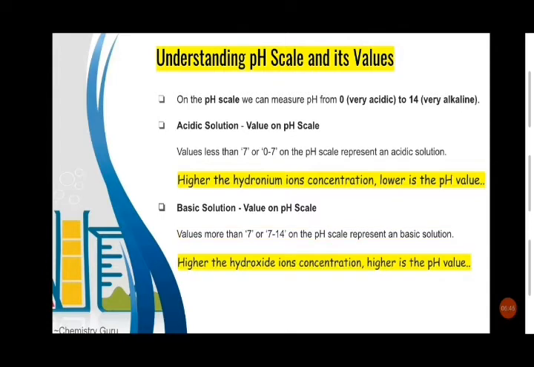And if we discuss basic solutions, the value on the pH scale is more than 7 and it varies from 7 to 14. Higher the hydroxide ion concentration, higher is the pH value. That means the overall solution is basic in nature. Whereas we have discussed that higher the hydronium ion concentration, lower will be the pH value. That means the overall solution is going to be acidic.